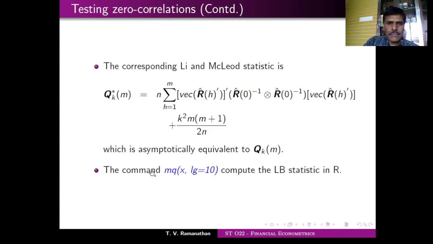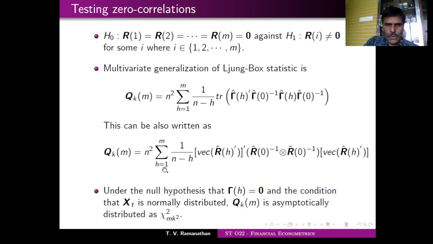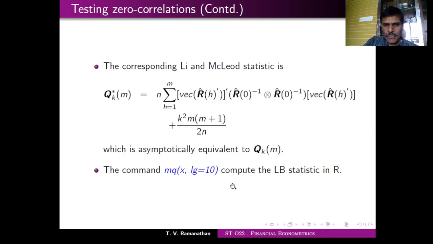And the command mq, with lag 10, sorry, this should be lag 10. Of course, you can replace it with any number; I've taken m equal to 10. This computes the LB statistic in R. MQ is the command for that. MQ comes from here: M is the order and Q is the terminology used here.